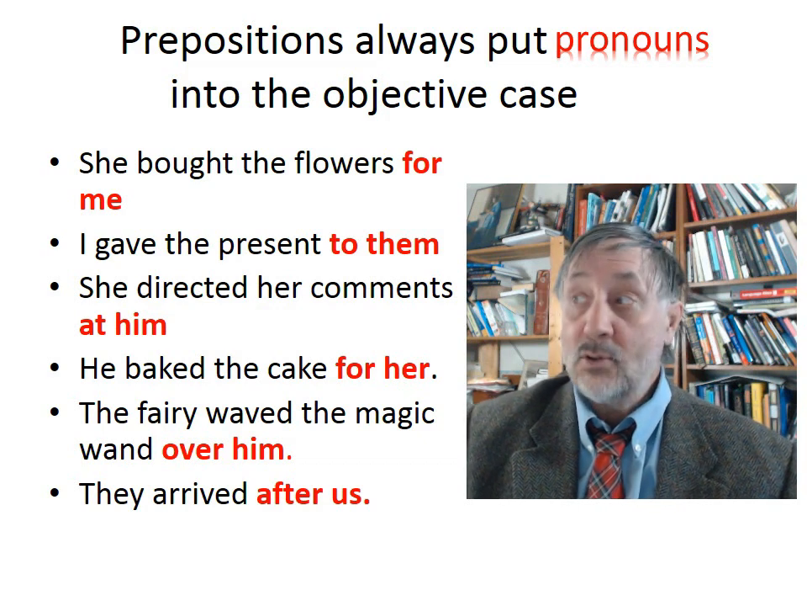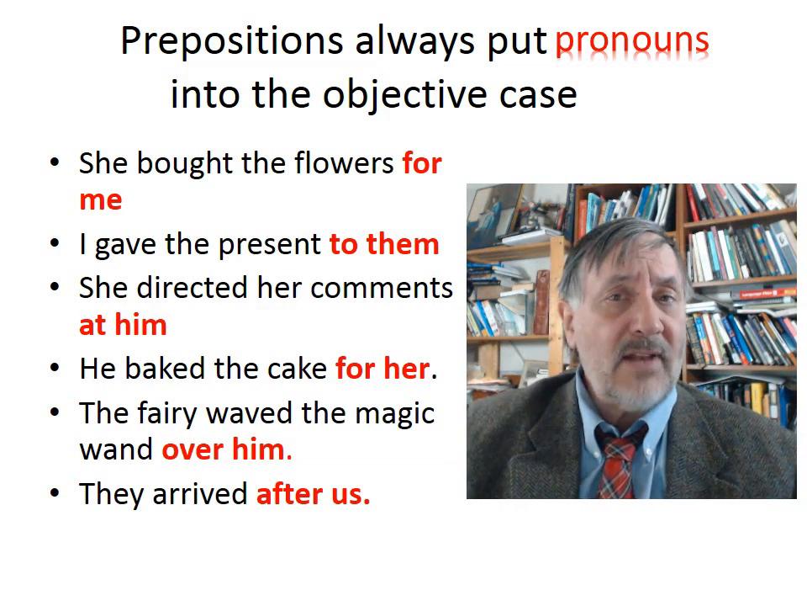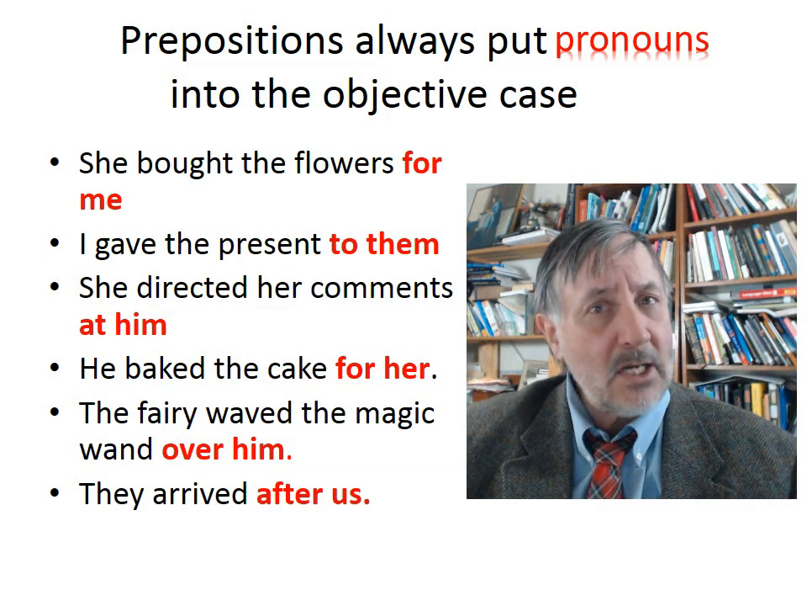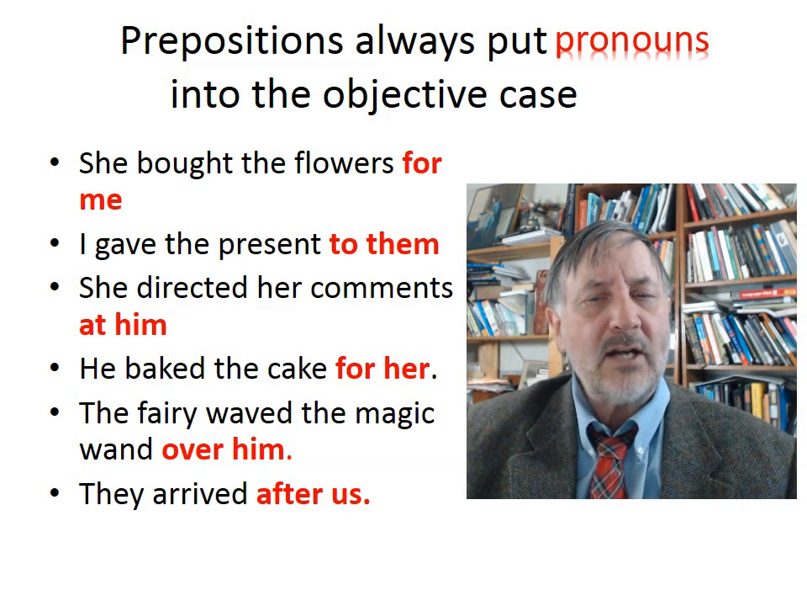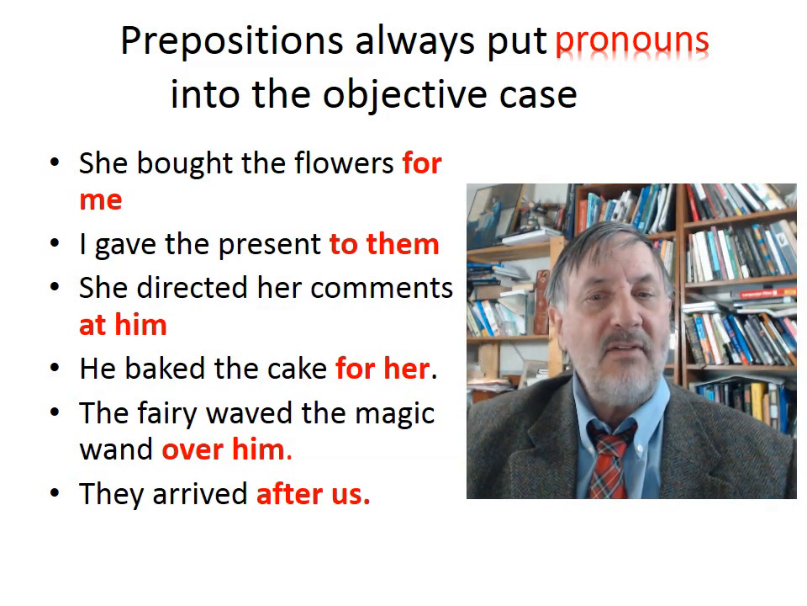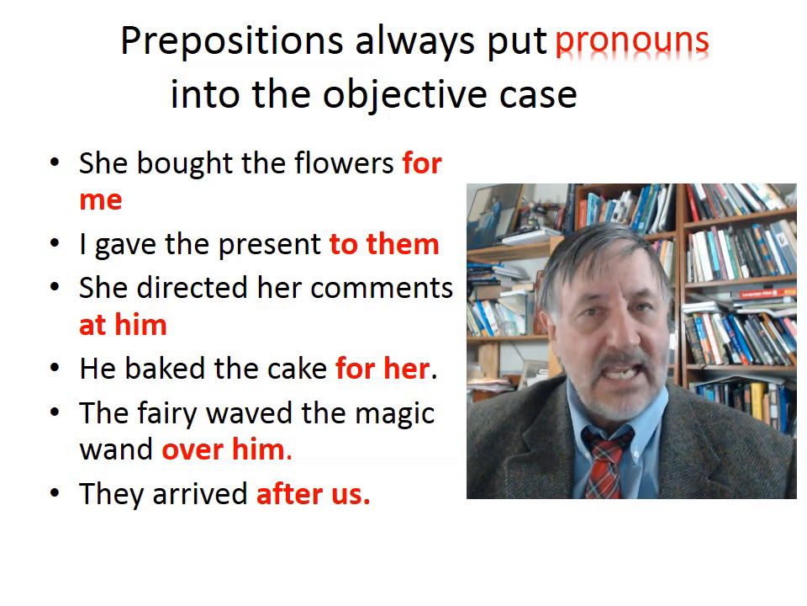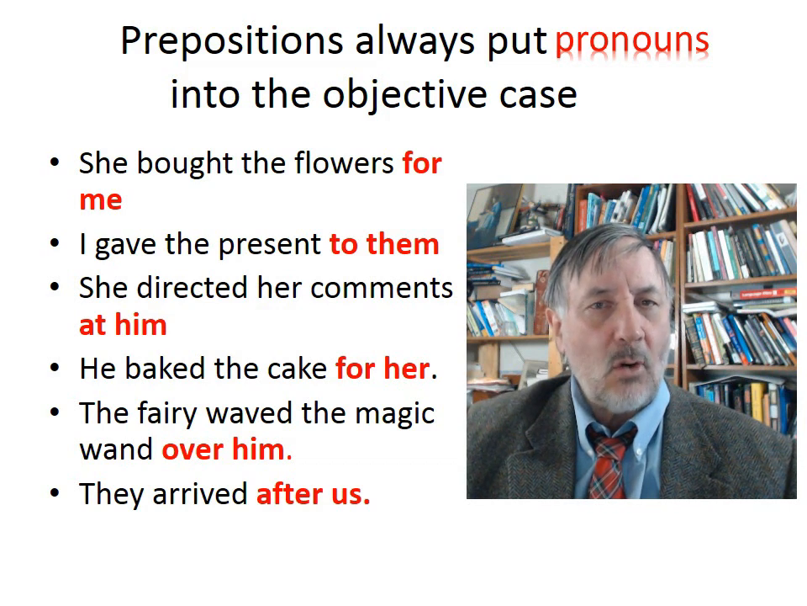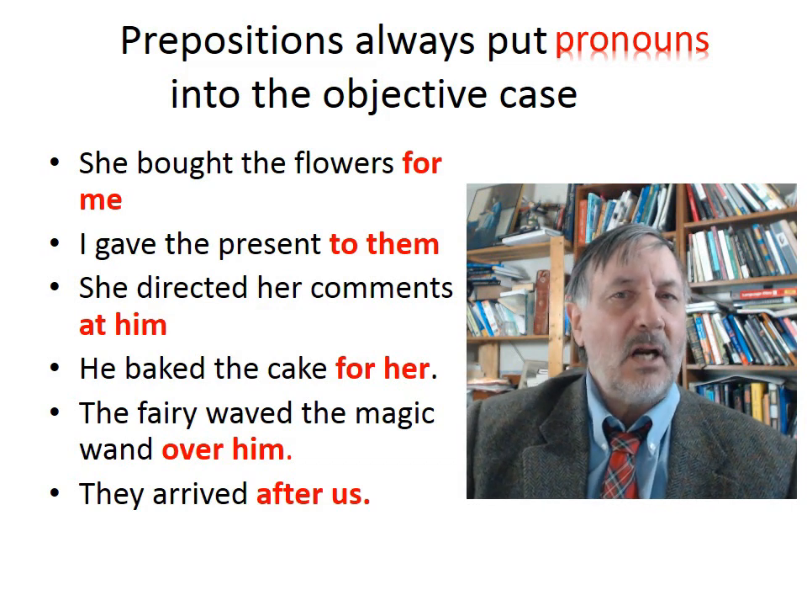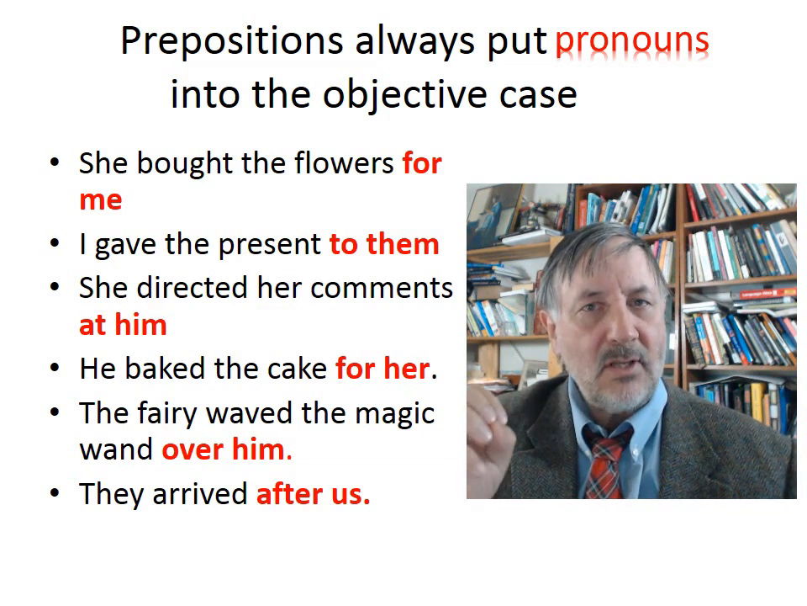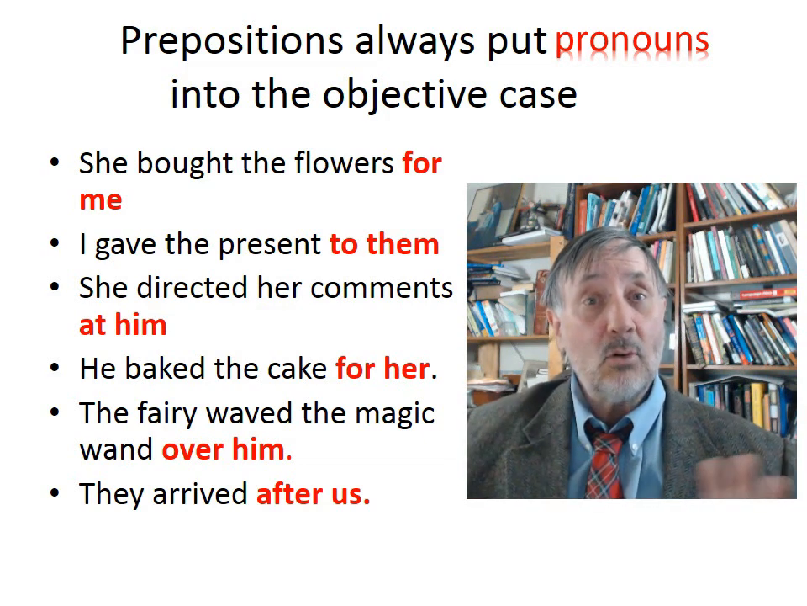So we see some examples over here. She bought the flowers for me, not for I, but for me. I gave the present to them, not to they, but to them. She directed her comments at him. She baked the cake for her. The fairy waved the magic wand over him, not over he, but over him. And they arrived after us, so not after we, but after us. So the preposition always puts the pronoun into the objective case. This is an invariable rule.